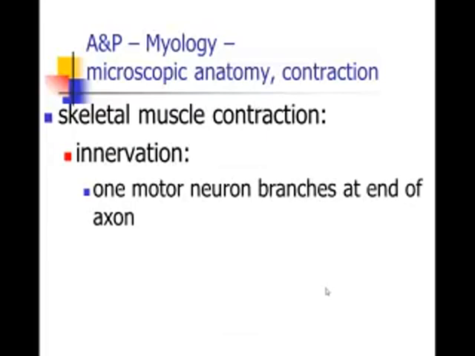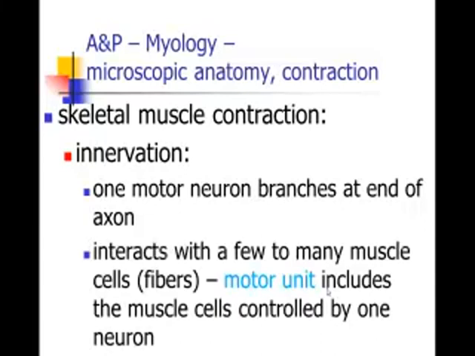Okay, the innervation. One motor neuron is going to branch at the end of its axon, sort of like a palm tree. There's going to be a whole bunch of these branches, and each one of those axon terminals is going to interact with a muscle cell.